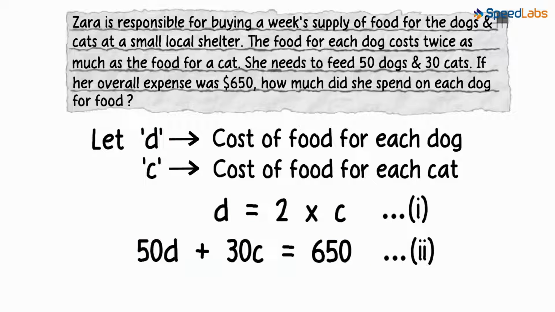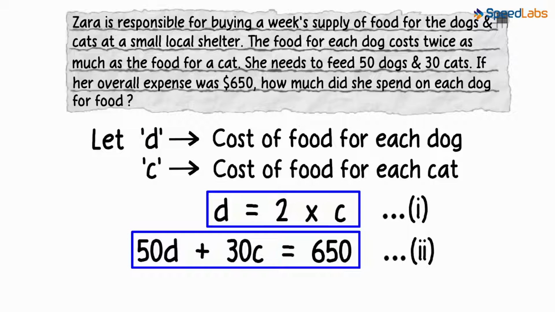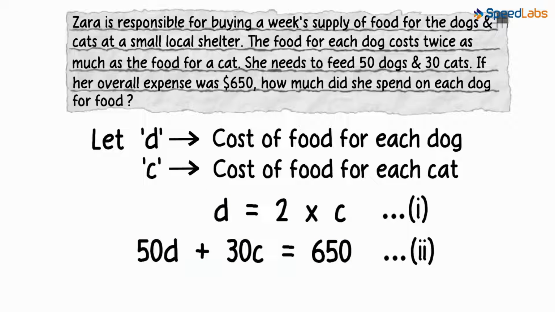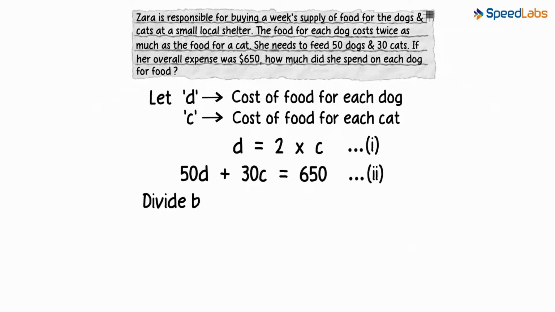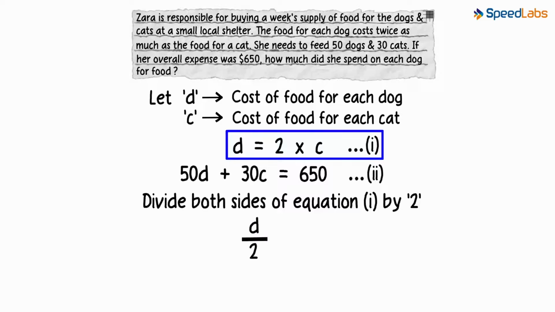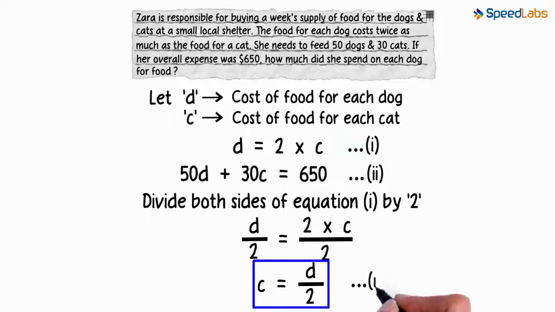Remember, there are many ways in which you can solve these two equations. But we have to choose the best way. Here, as we have been asked for the value of D, let's substitute the value of C from the first equation in place of C in the second. Dividing both sides of the first equation by 2, we get C equals D over 2. Let this be the third equation.